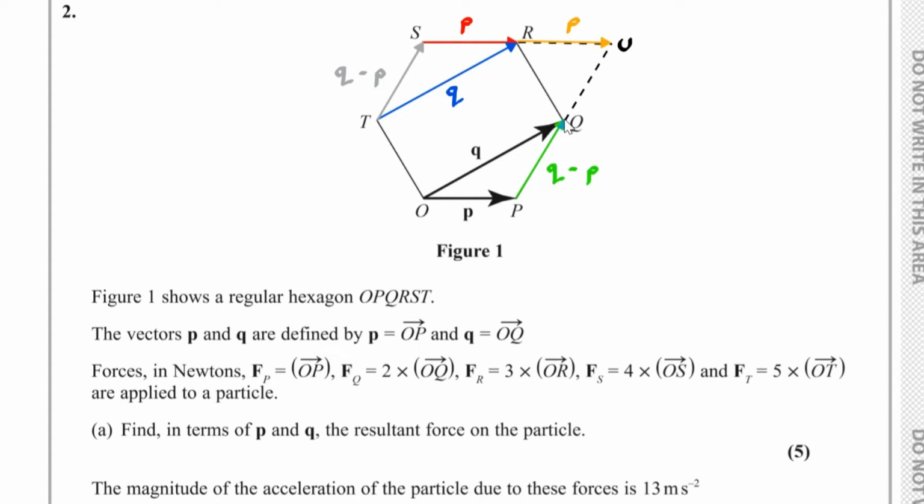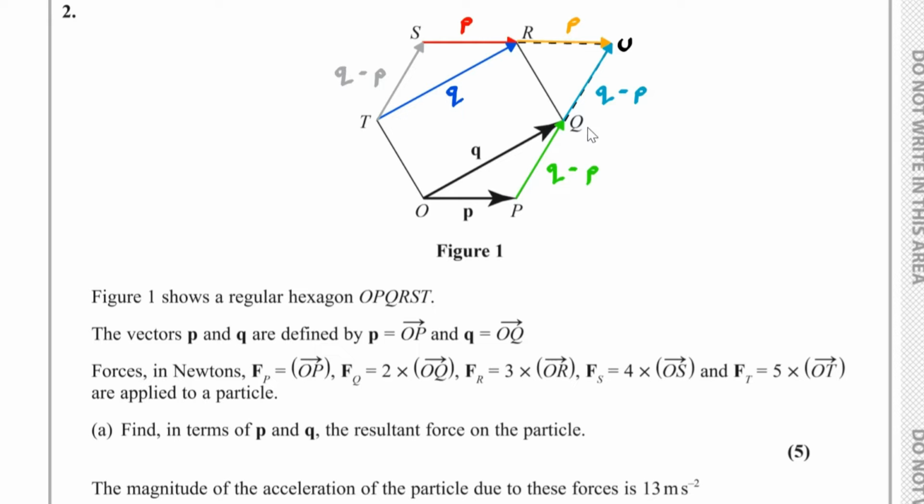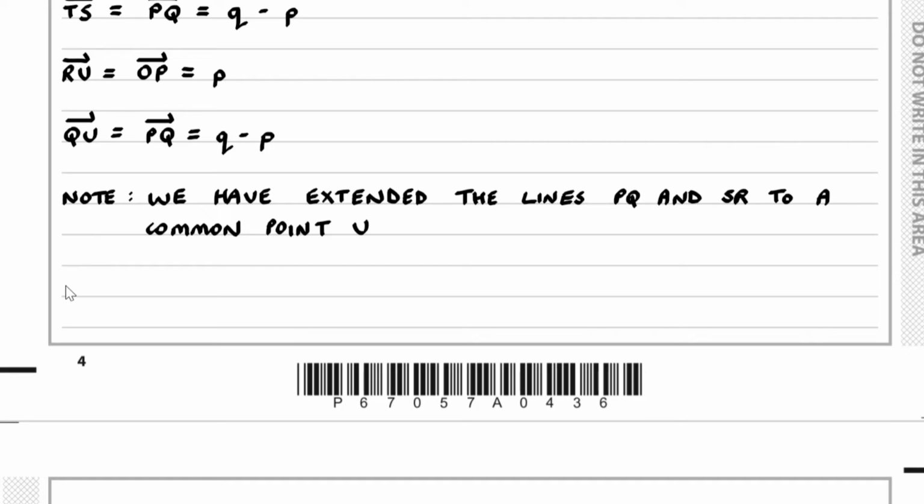we have the vector QU equaling Q minus P. So we know we have extended the lines PQ and SR to a common point U. So if we find out what QR is, the vector QR is equal to the vector QU plus the vector UR.